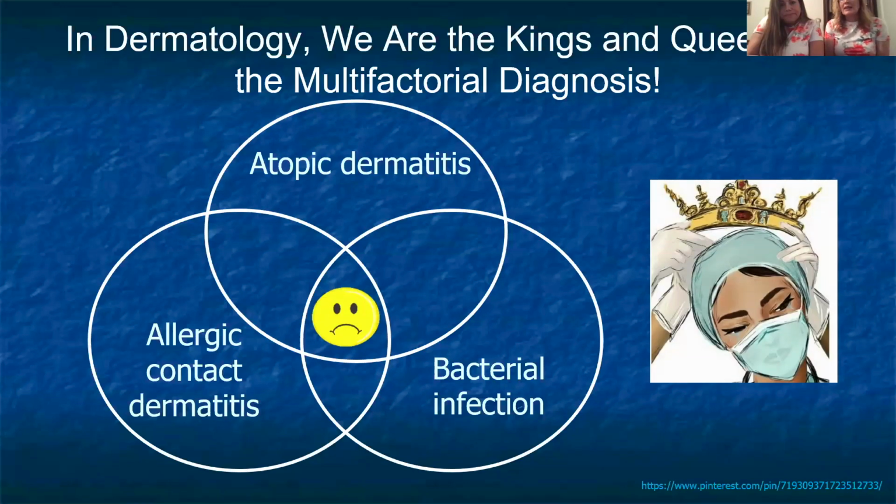We are the kings and queens of the multifactorial diagnosis. So we have patients that could have a bacterial infection. They could have atopic dermatitis and allergic contact dermatitis. And we have to distinguish between all of these different things that are contributing to their rash so that we can treat each one of them and make sure that we're addressing each one of them to get them better.